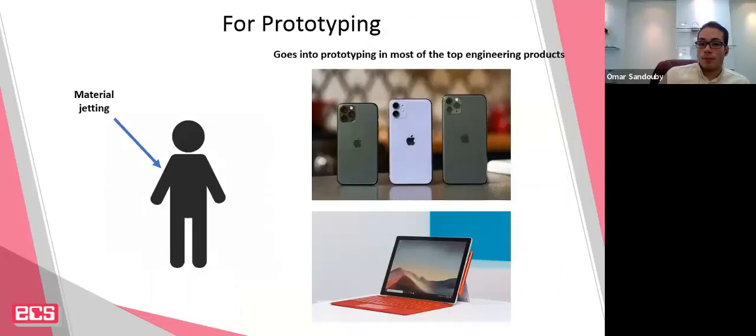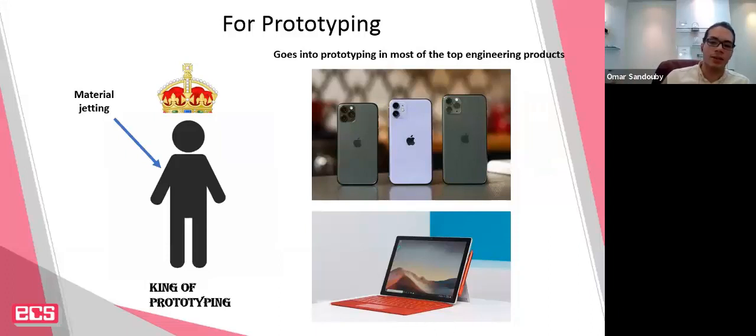So overall, and we have also many clients here that are using it, most of the Fortune 500 companies, the big companies in engineering products, are using material jetting for their prototyping. The fact that it gives them the accuracy, the multi-material, and it also gives them the ability to apply color.